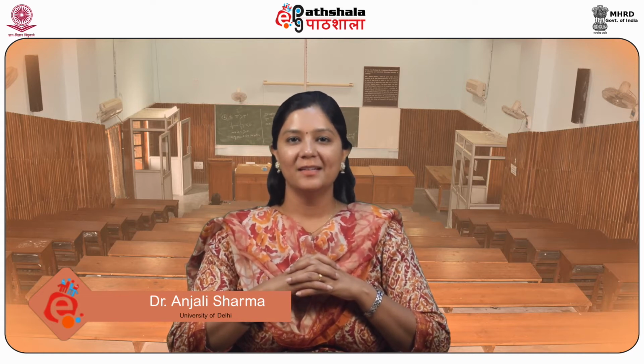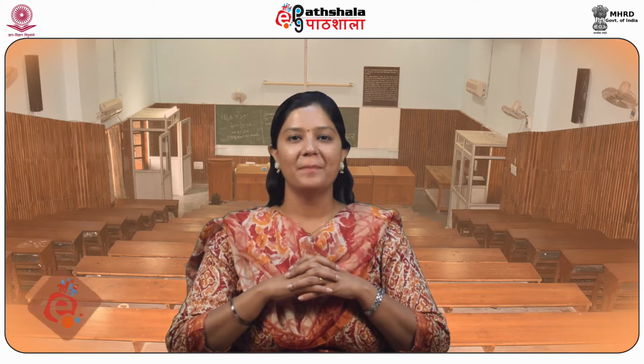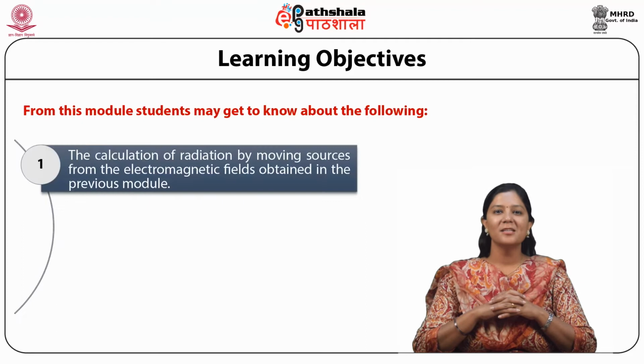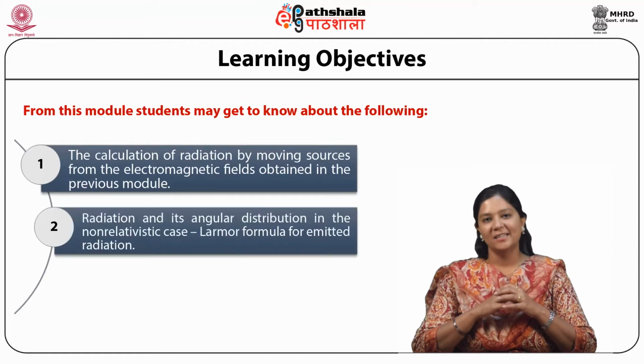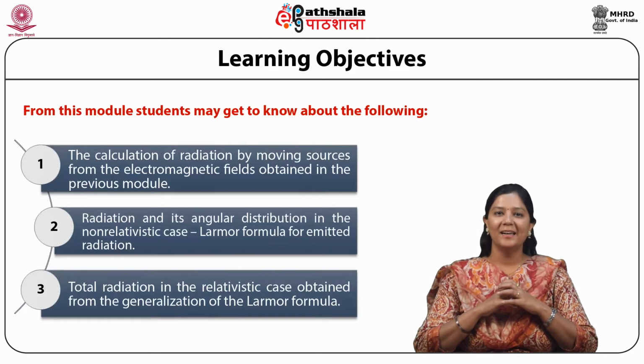Today we are going to discuss the module Radiation by Point Sources Part 1 from the paper Electromagnetic Theory. From this module you will get to know about the following: the calculation of radiation by moving sources from the electromagnetic fields obtained in the previous module, radiation and its angular distribution in the non-relativistic case, that is, the Larmor formula for emitted radiation. Total radiation in the relativistic case obtained from the generalization of Larmor's formula.